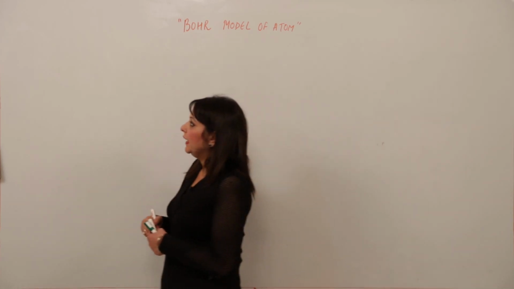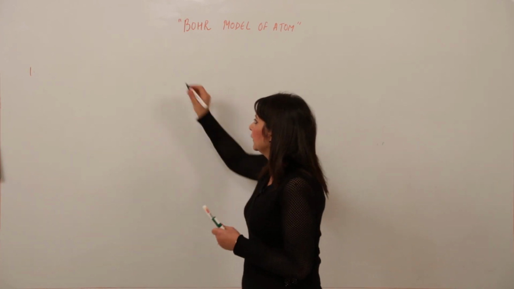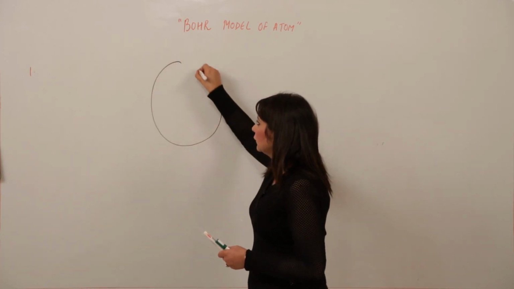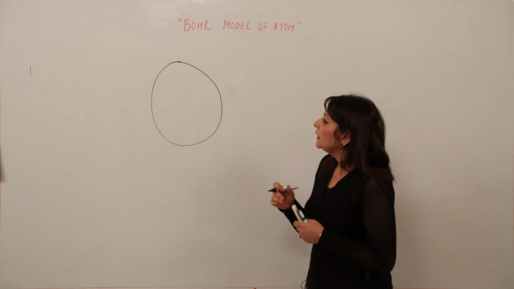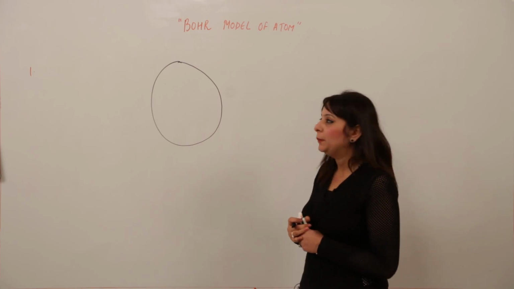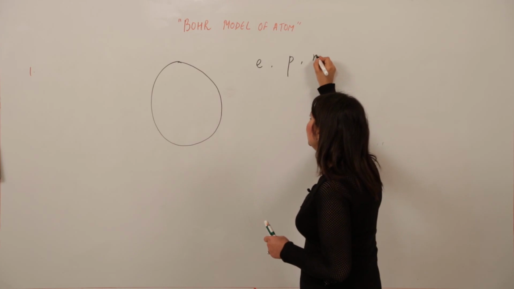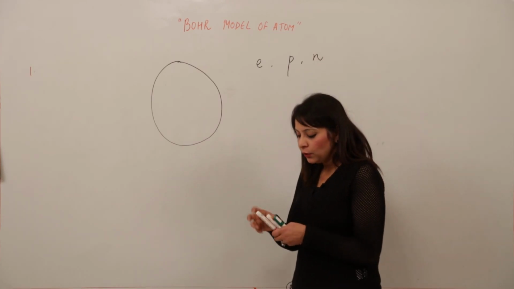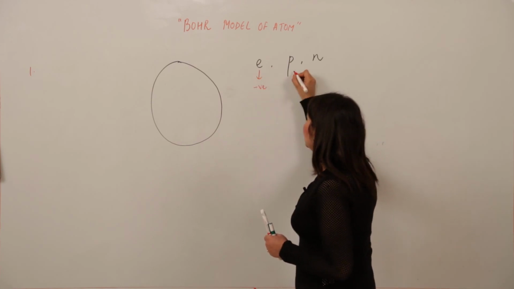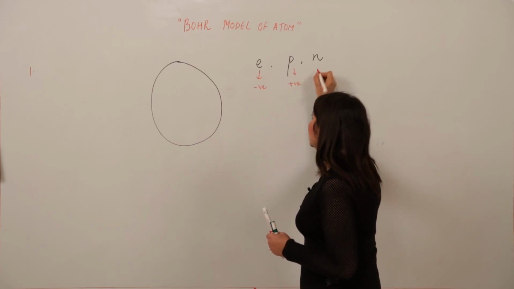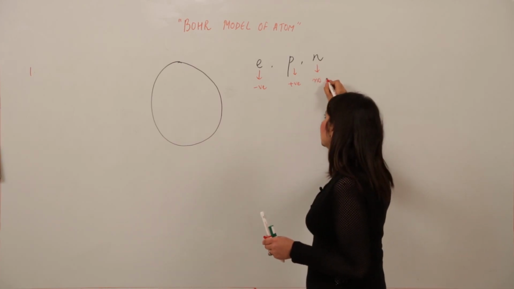See, so what he said, according to him, atom is somehow spherical, right? And the atom is made up of subatomic particles called electron, proton and neutron. So now we will look at the charges. See, electron is negatively charged, proton is positively charged, neutron contributes in mass, but actually it is neutral, it has no charge.